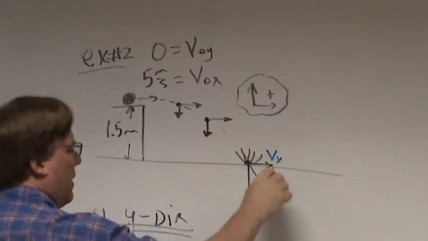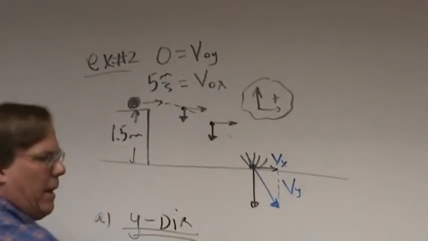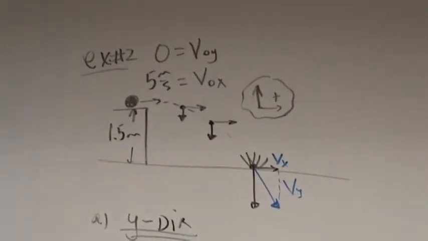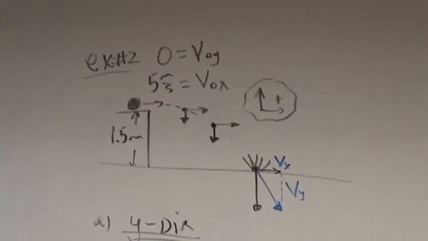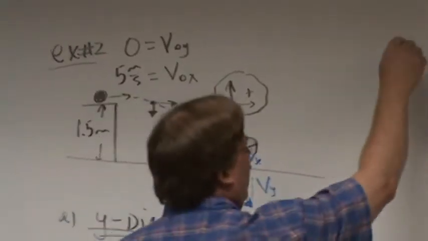This will be the final velocity in the x direction. This will be the final velocity in the y direction. And then I'll do Pythagorean theorem and inverse tangent to be able to answer the question, what's the final velocity? So I'm going to do that now. You'll be doing it shortly on example 3. You're going to do this yourselves.